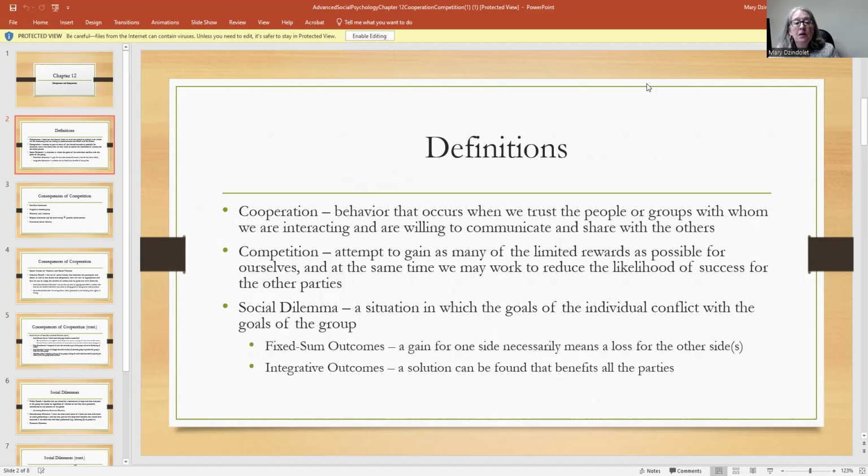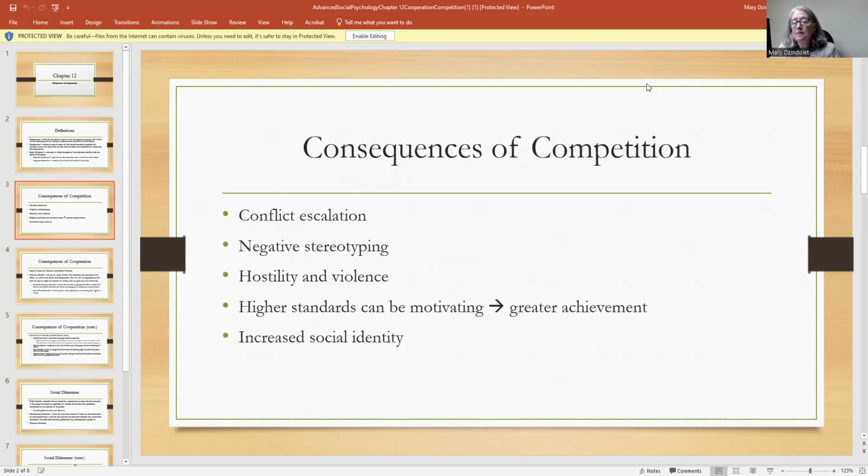But the social dilemmas that we're going to focus on experimentally are more fixed sum outcomes. Okay, let's talk about competition. So there are some negative consequences to competition.